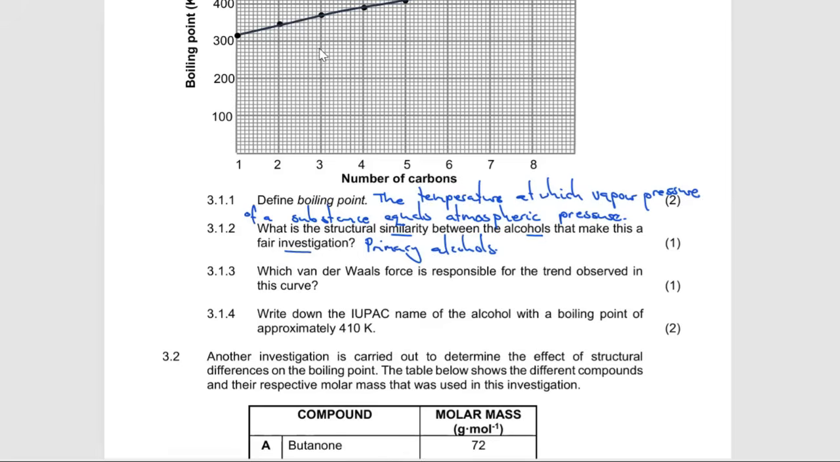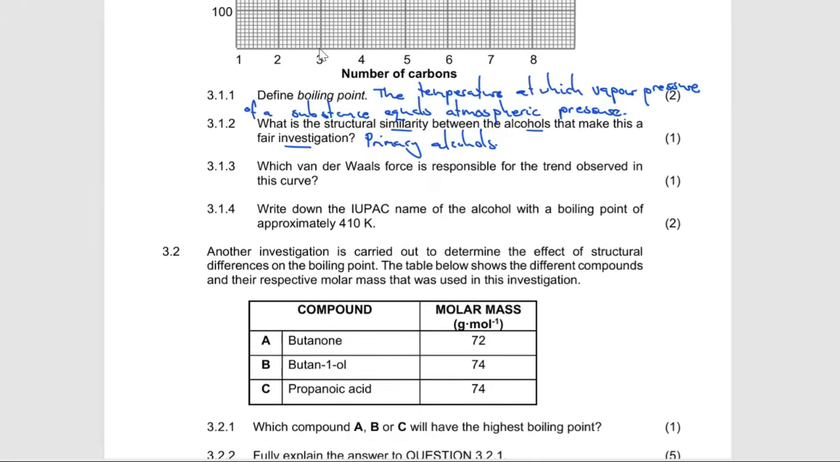Then 3.1.3 says which van der Waals force is responsible for the trend observed in this curve, right? So they are looking for a van der Waals force that is responsible for the trend observed in this curve. In terms of this, we have our London forces there. So a London force is an example of a what?